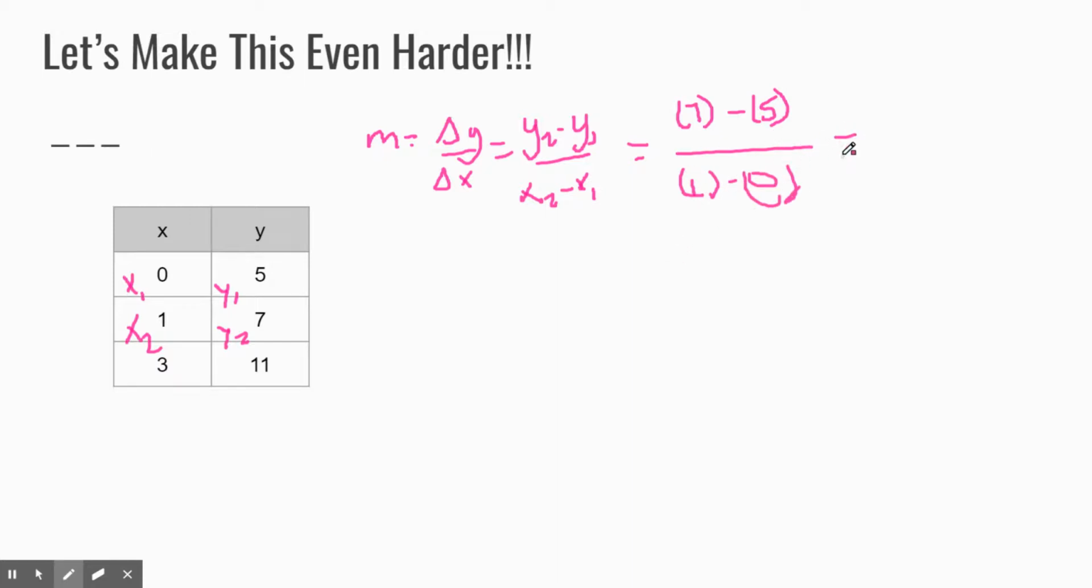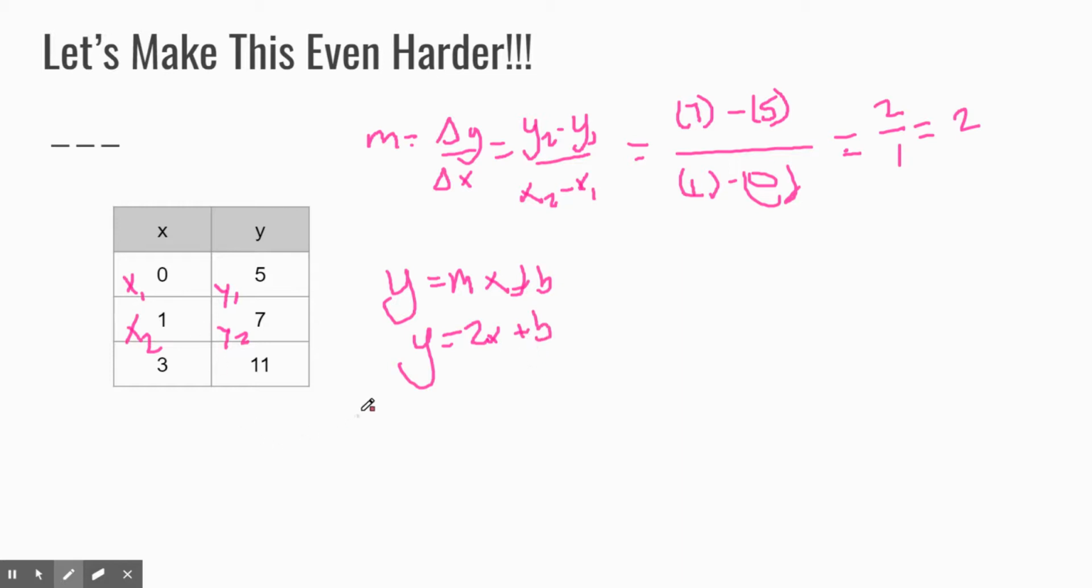Okay, 7 minus 5 is 2. 1 minus 0 is 1. Simplify that, my slope is 2. So if I'm going to plug it into my formula, y equals mx plus b, I need to plug in y equals 2x plus b.